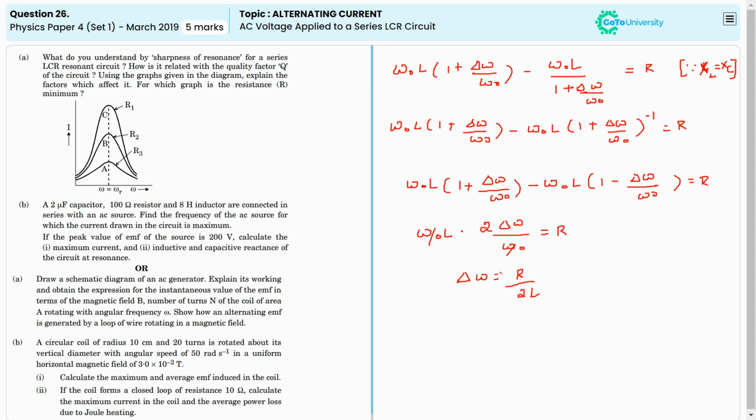Therefore, the sharpness of resonance is equal to omega naught divided by 2 delta omega, which is equal to omega naught L divided by R. The ratio omega naught L divided by R is called the quality factor of the circuit, and it is denoted by the symbol Q. Then we can write Q is equal to omega naught L divided by R. We can also write it as Q is equal to 1 by R under root of L divided by C. This is the quality factor Q of the circuit.